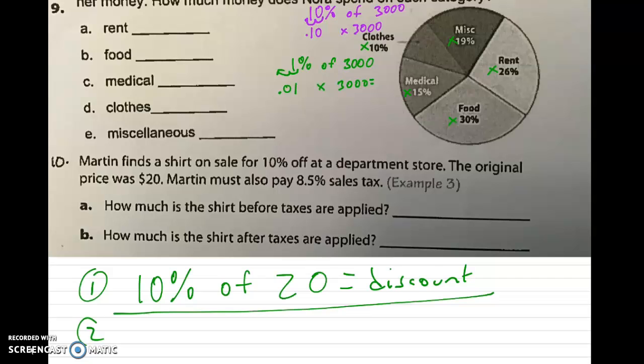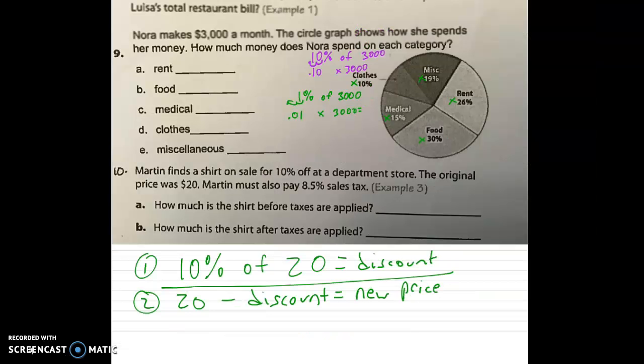Step 2, the original cost of the shirt was $20, so you would do 20 minus the discount. That equals the new price. Then you have to figure out the tax. Step 3. How much is the shirt before taxes are applied? So that would be the answer. This would be number 2. That would give you A.